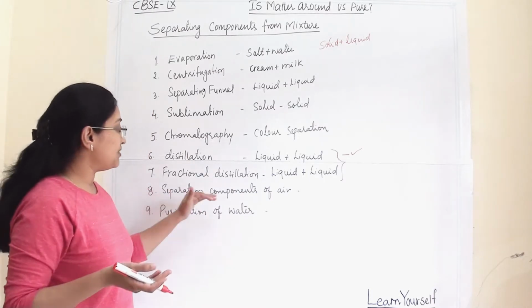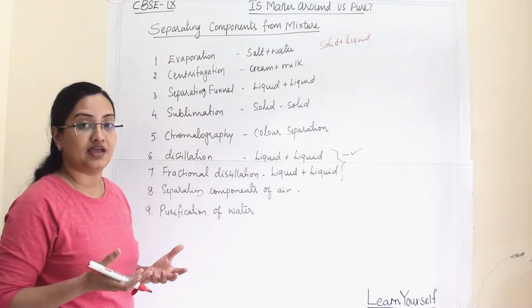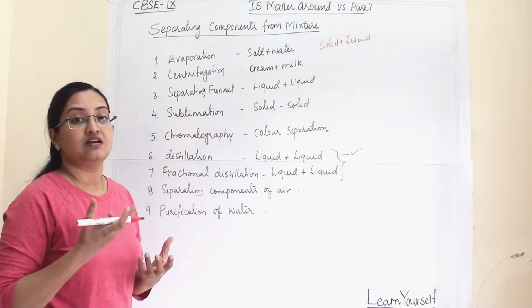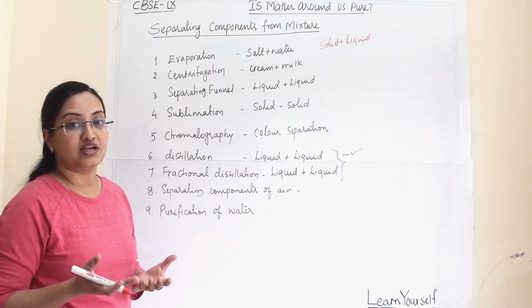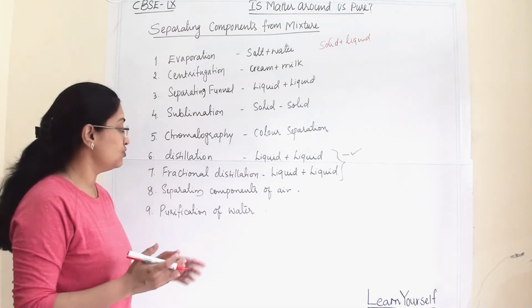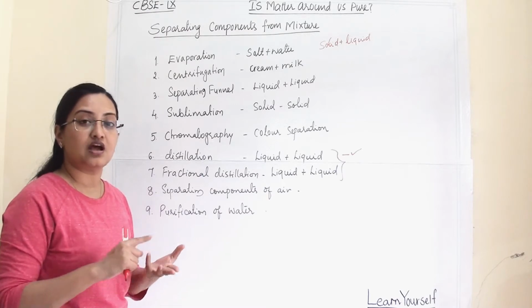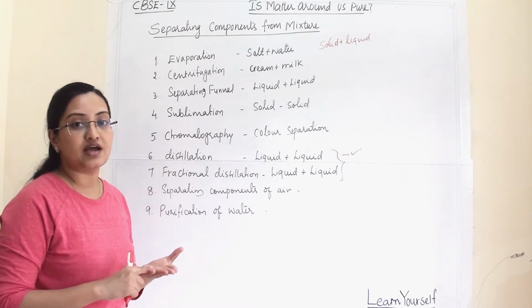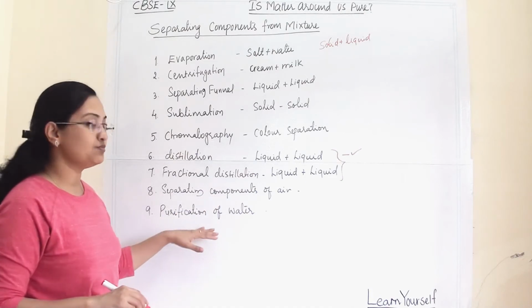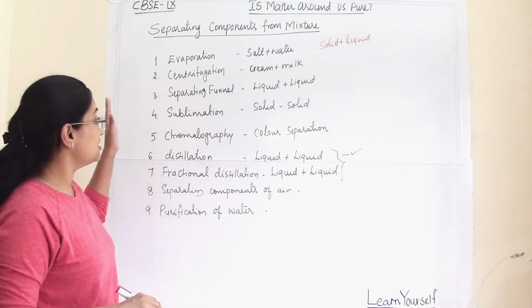Eighth is separating components of the air. How can we separate the components of the air? We know that there are many gases present in the air, so a gaseous mixture is present in the air. Basically we are going to separate nitrogen, oxygen, argon and carbon dioxide gas from this mixture. And last is the purification technique for water. So let us start studying all the techniques.